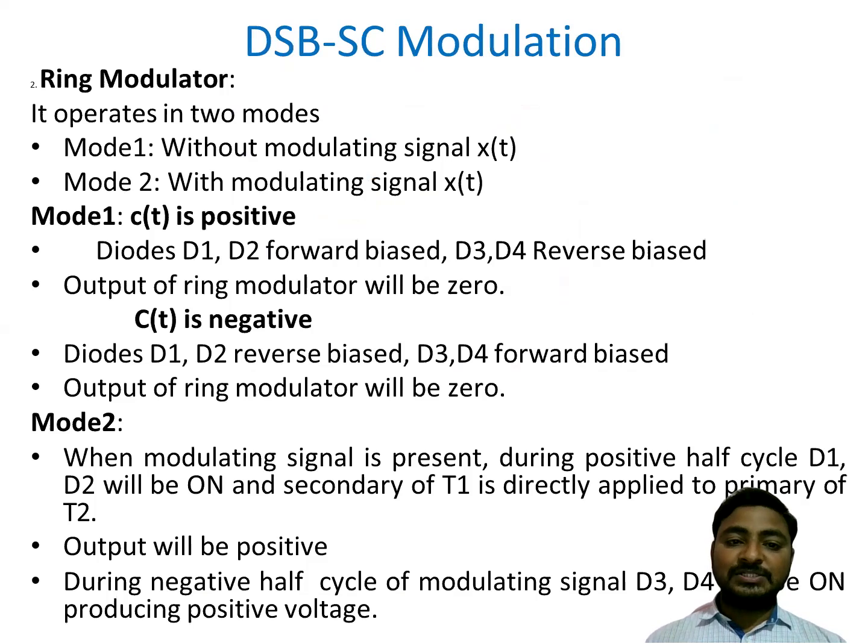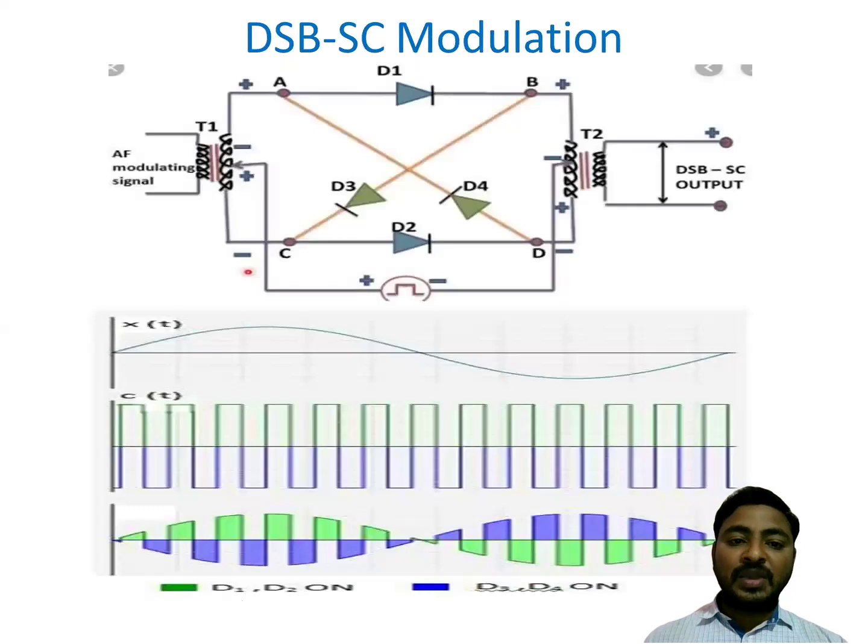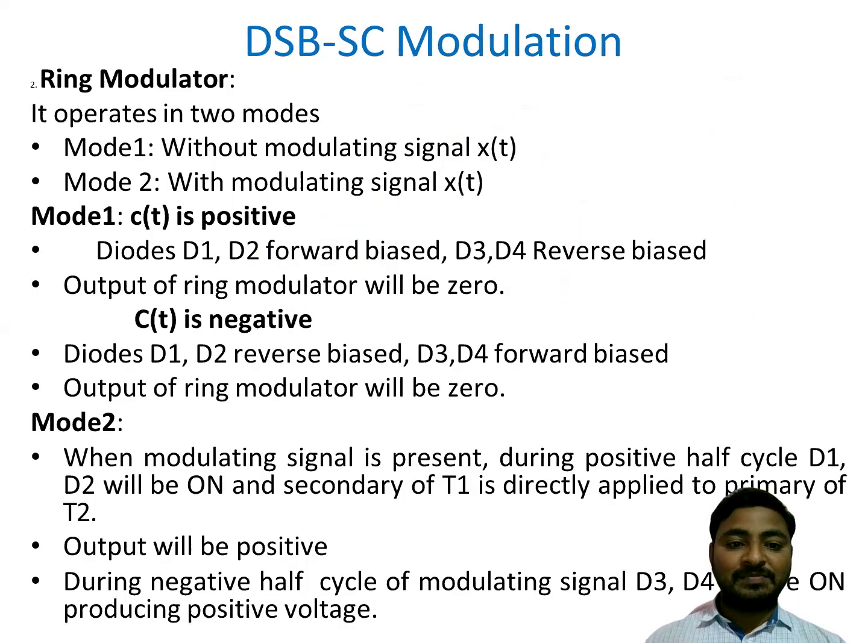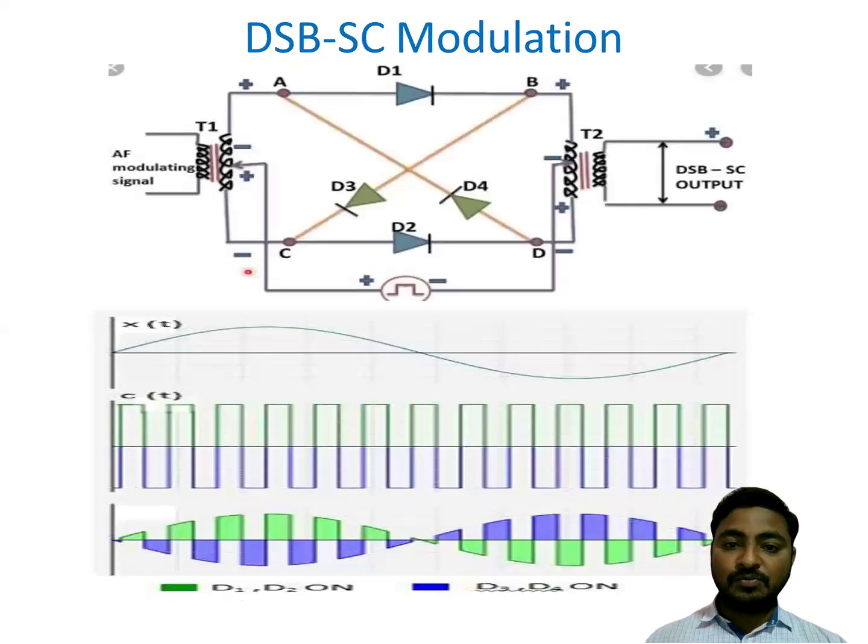It is operated in two modes. First mode is without the modulating signal x(t). The next mode of operation is with the modulating signal x(t). Mode 1: c(t), the carrier signal, is positive. Diode 1 and diode 2 are forward biased, and diode 3 and diode 4 are reverse biased. The output of the ring modulator will be 0.